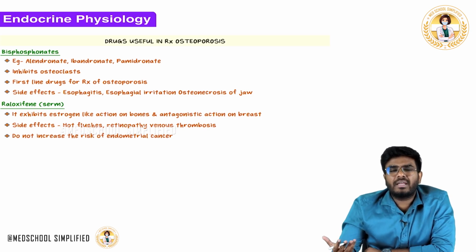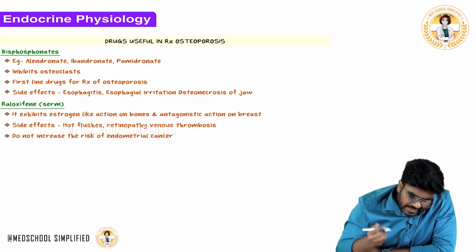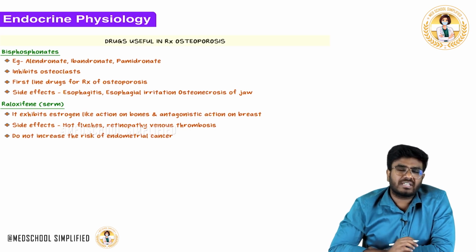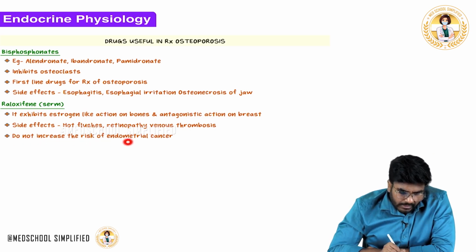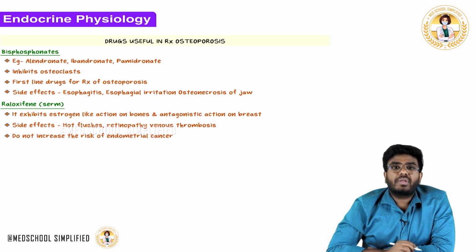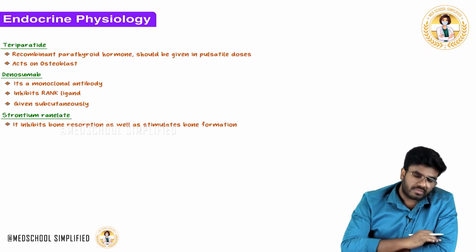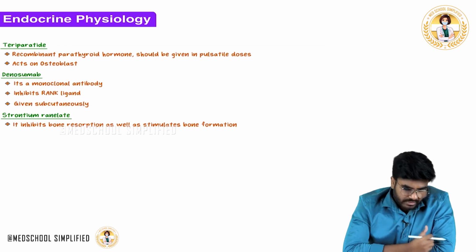So side effects: hot flushes are there, retinopathy, venous thrombosis, they are there. Estrogens are going to increase the clotting factors. They are hypercoagulants in the blood, we all know. So that's why yes, venous thrombosis can happen, and the thrombosis can lead to retinopathy. Hot flushes can be there. But they do not increase the risk of endometrial cancer or breast cancer. Okay, done. So bisphosphonates are completed, as well as the important drug raloxifene.